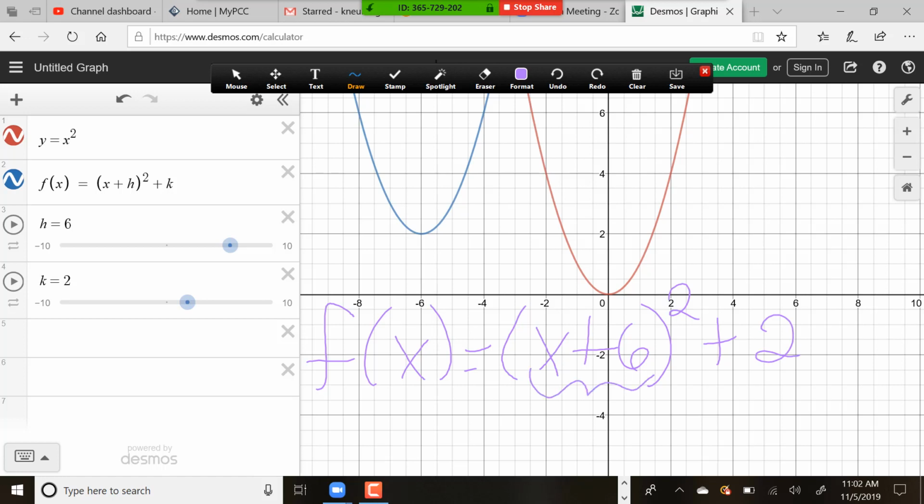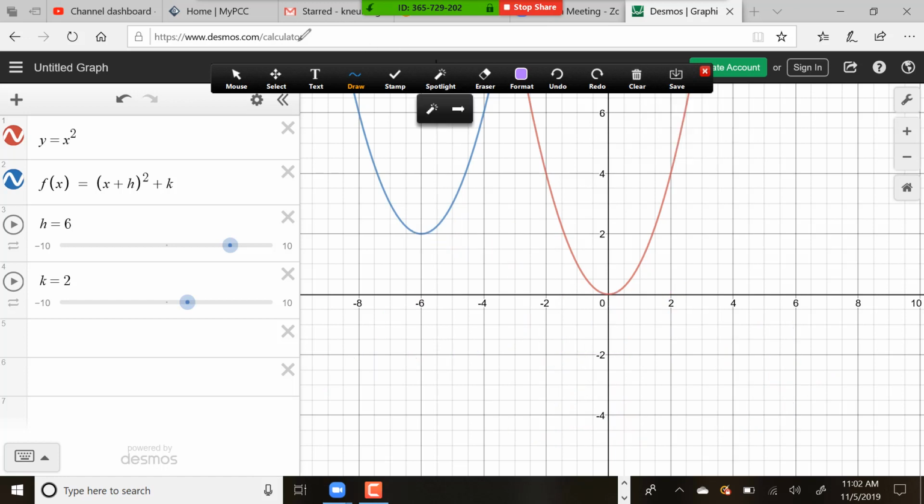This here should have made us go left 6, and if you look at it from right here, we went left 6 to negative 6 right here, and then this right here should make us go up 2. And notice if we go up 2, we're right here, and that point that used to be at 0, 0 is now up here at negative 6, 2. So it's gone left 6 and up 2. That's what's going to end up happening no matter what the function is.